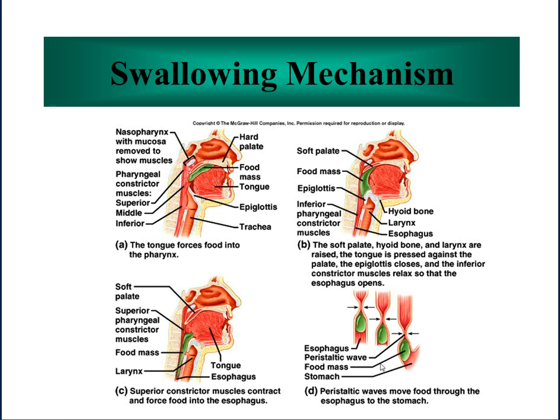Okay, the swallowing mechanism again. Here you have this bolus, and the tongue rises and pushes that bolus back toward the pharynx. The nasal pharynx is a little higher toward the oral pharynx, and the tongue forces the food into the pharynx. The soft palate, hyoid bone, and larynx are raised, then the tongue is pressed against the palate and the epiglottis closes, blocking off the windpipe so it doesn't go down the trachea instead of the esophagus.